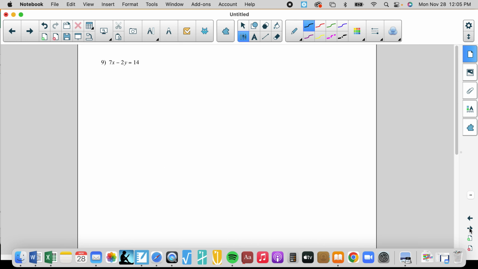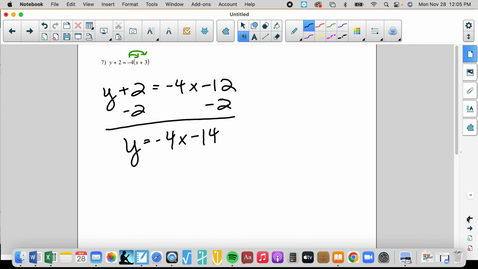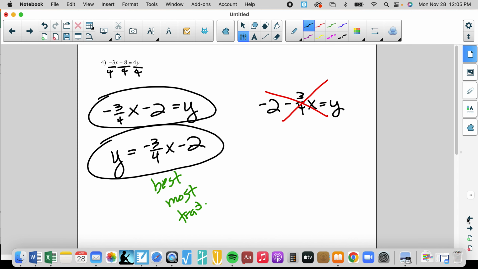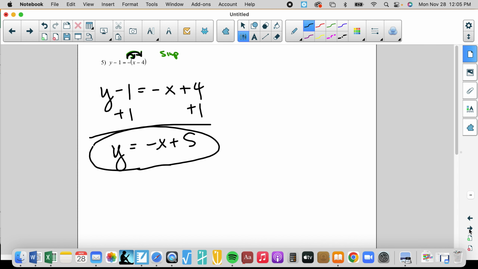Number 9, this is given to us in standard form. It looks similar to the first 4 problems, but it's a little different because you have the format. And let's go back to this. Sorry about that. Let's go back to the first point slope. So this is in point slope form, which is y minus y sub 1 equals m times the quantity x minus x sub 1. That is point slope form.